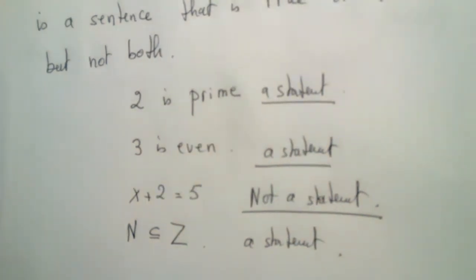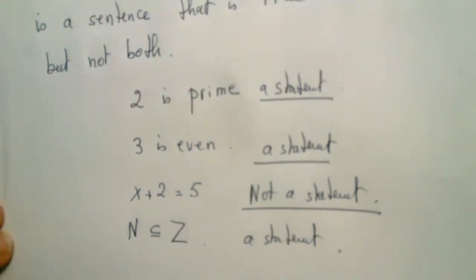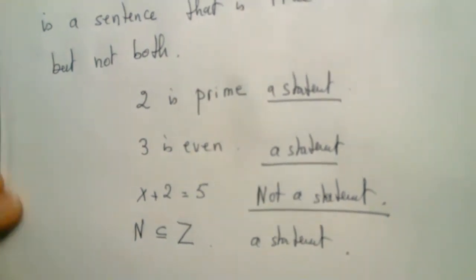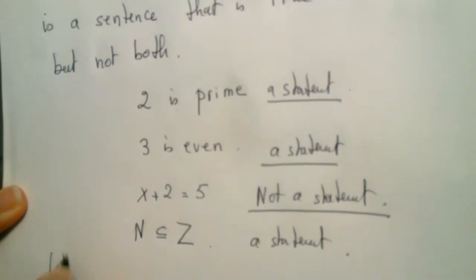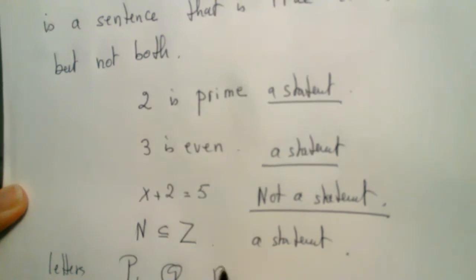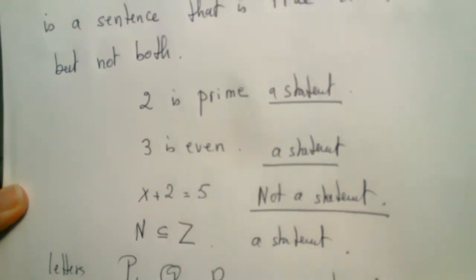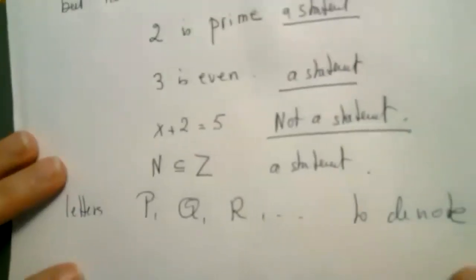Okay, so a statement is a sentence that's true or false. So when I give it to you, it means you have to tell me immediately whether it's true or false, because this is the kind of statement we are interested in math. We want our statement to be true or false, not a lot of fuzziness. Now, we use capital letters, like P, Q, R, etc., to denote a statement.